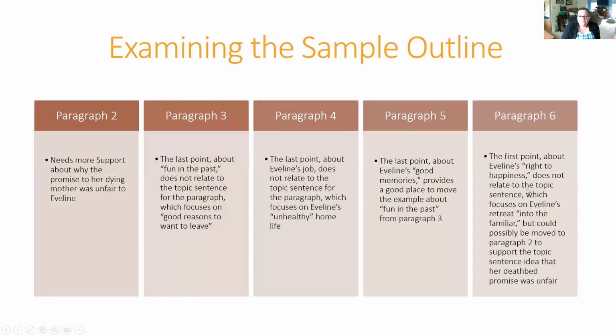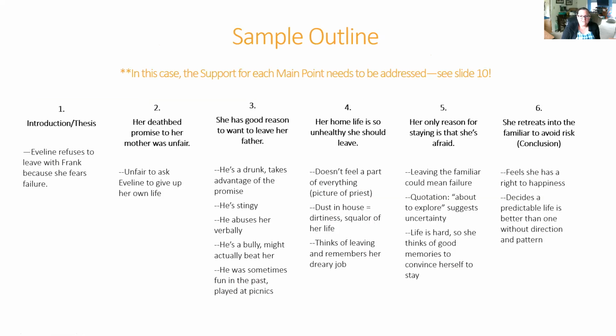This first point, though, about her right to happiness, it doesn't relate to the topic sentence, which is the concluding thought here, that she's retreating into the familiar to avoid risk. So why are we even talking about how she feels that she has a right to happiness? Right?